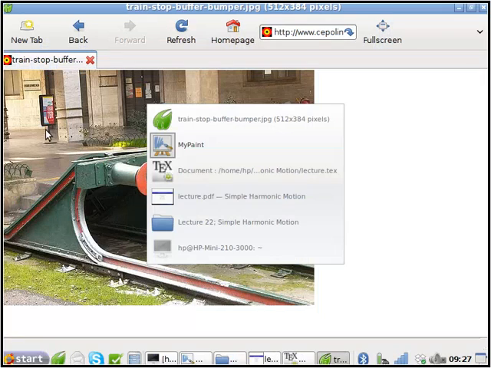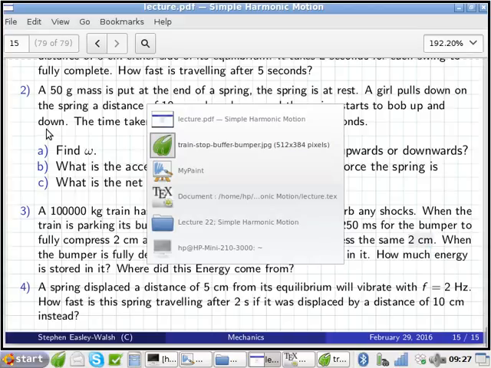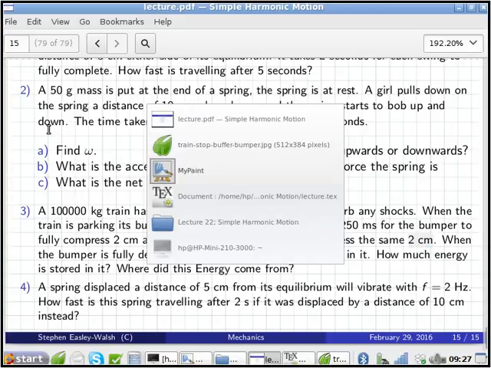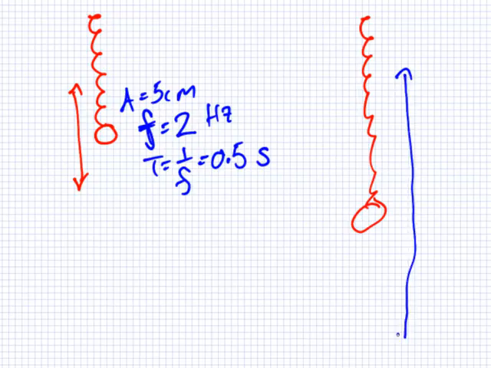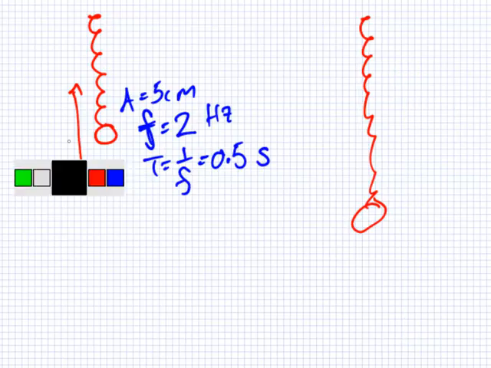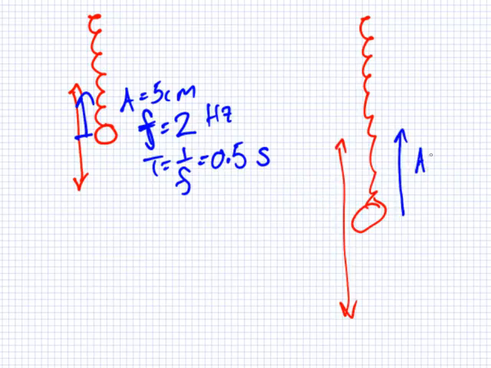Okay. So next I then say, how fast is the spring traveling after 2 seconds if it was displaced a distance of 10 centimeters instead? Okay, so if I go back to my picture, if instead I pull it down further, this time it has an amplitude of 10 centimeters. Ugly. It's 5 centimeters, and here it's going up and down. So now it'll have an amplitude of 10 centimeters.